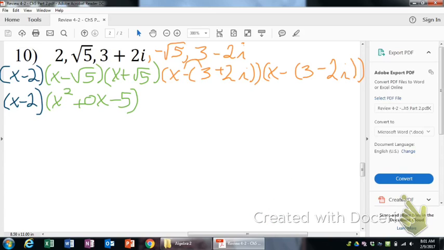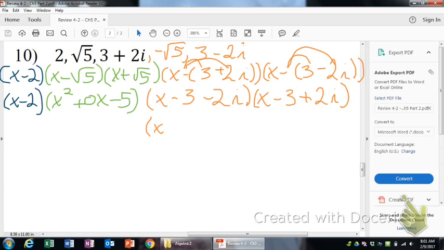So I'm going to distribute this negative sign first. So I have x minus 3 minus 2i and x minus 3 plus 2i. Now when I do that, I have x minus 3 squared, and then I have negative 2i and positive 2i. Negative 2 times positive 2 is negative 4. I times I is i squared, which we previously established was negative 1. So here's what I have.